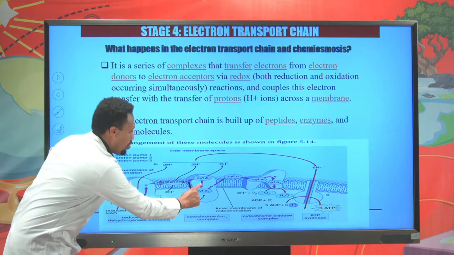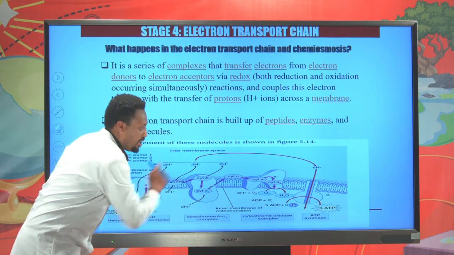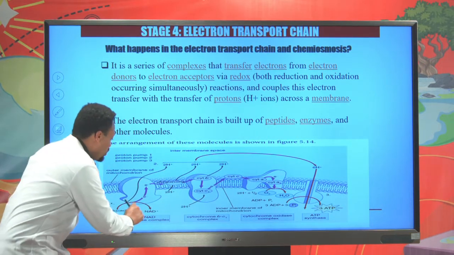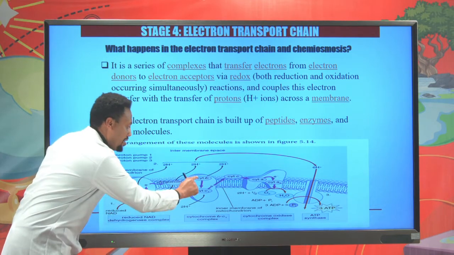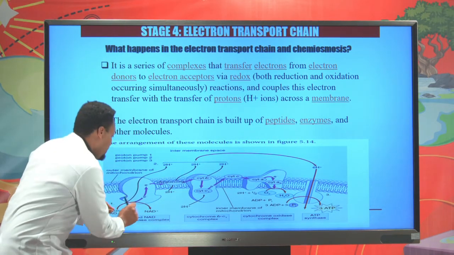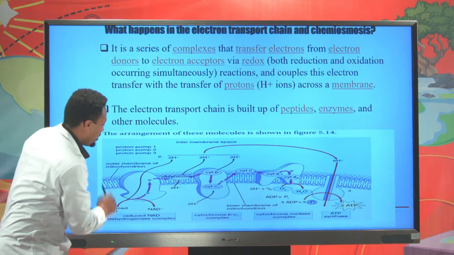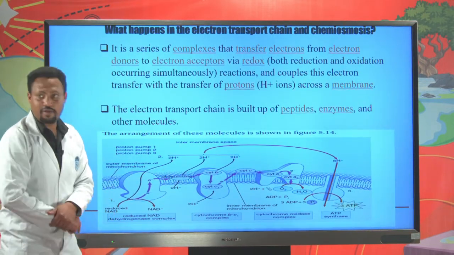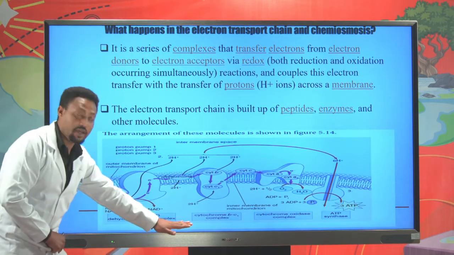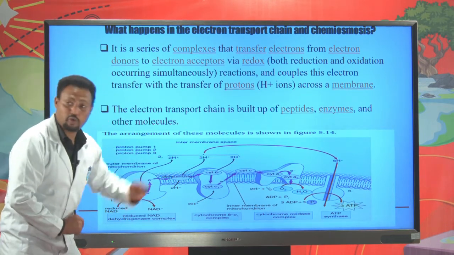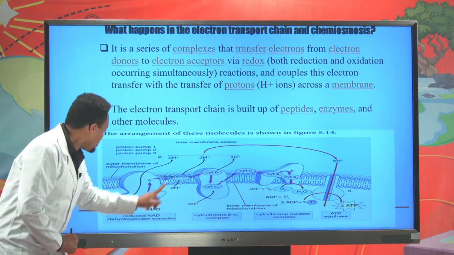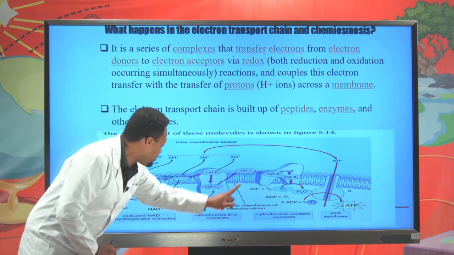Then to cytochrome complexes, then to the other electron acceptors. As this electron jumps from one electron acceptor to the other, the energy released will help pump hydrogen out of the outer mitochondrial membrane to the inner mitochondrial membrane. In this process, look what happens: there are 3 hydrogen pumps.